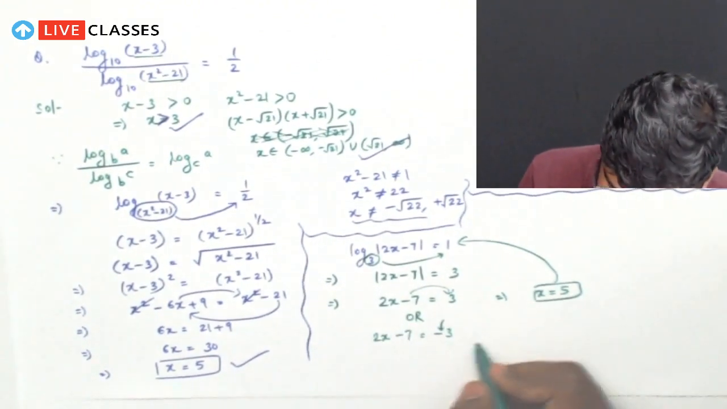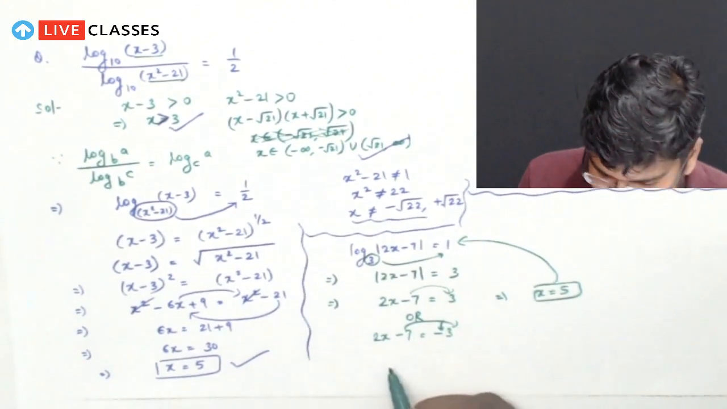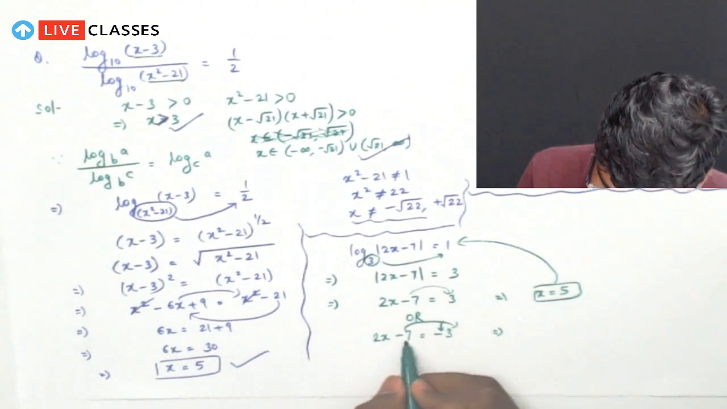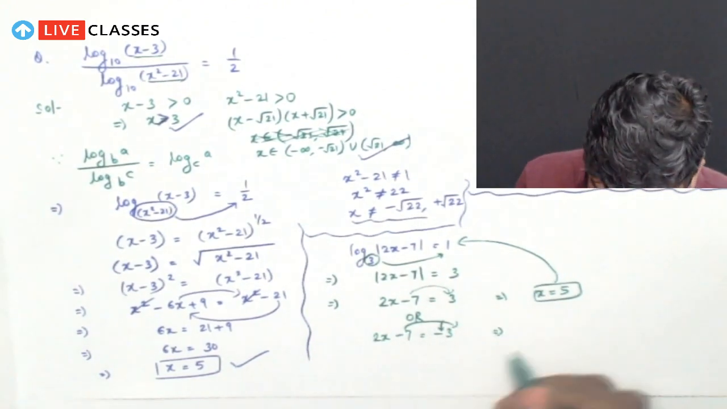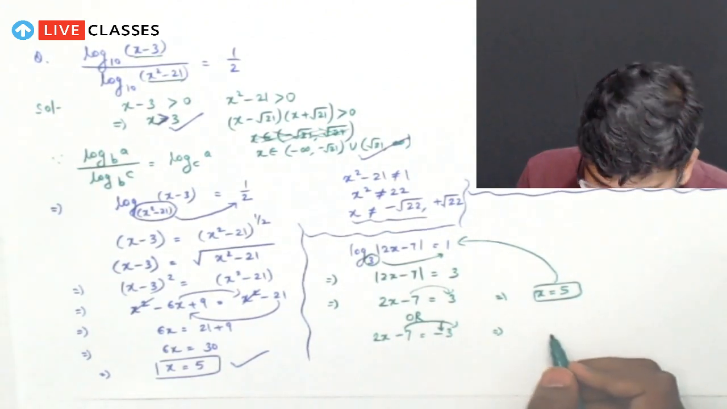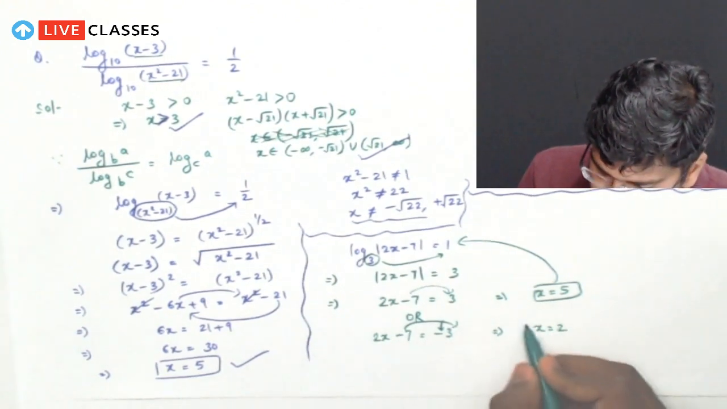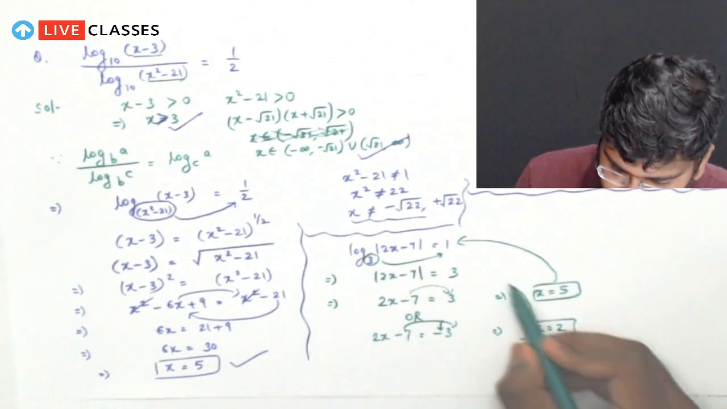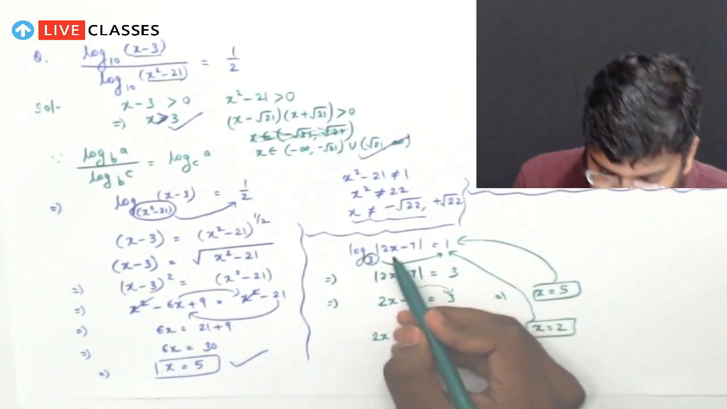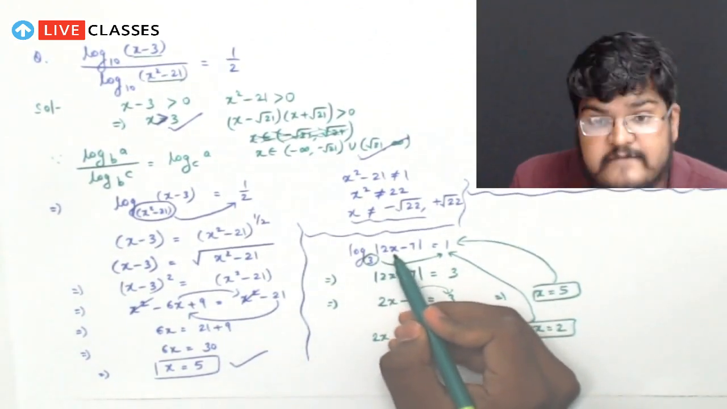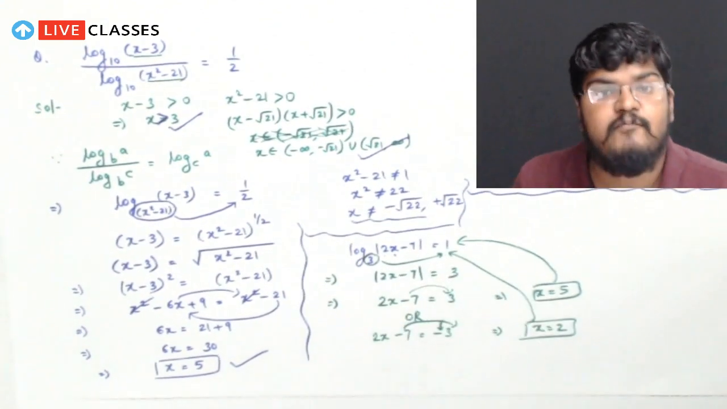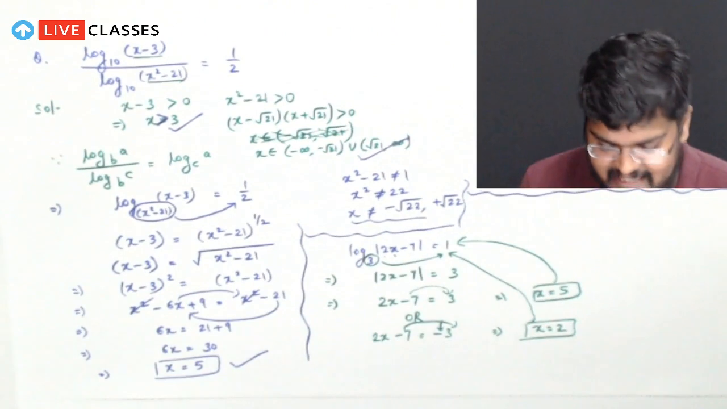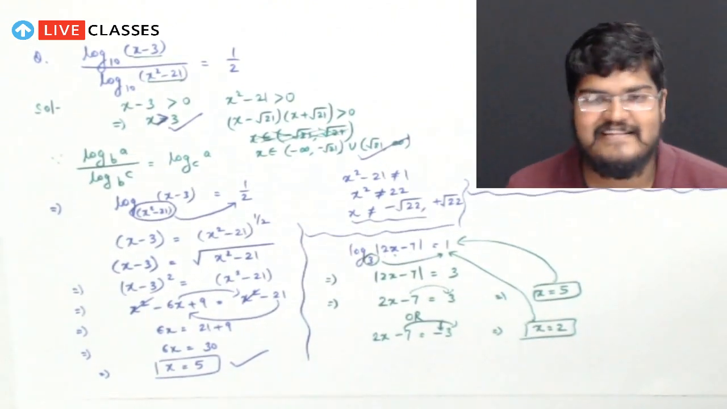In a similar manner, you can simply send this minus 7 to the other side and you will get 2x minus 7 is equal to minus 3, so 2x is equal to minus 3 plus 7, or 2x is equal to 4, or x is equal to 2. So x is equal to 2 is also a possibility, because when you put x equal to 2, the value you get is 2 times 2, that is 4, and 4 minus 7 gives you minus 3. So modulus of minus 3 is 3 again, which is why log of 3 to the base 3 will give you the result as 1.